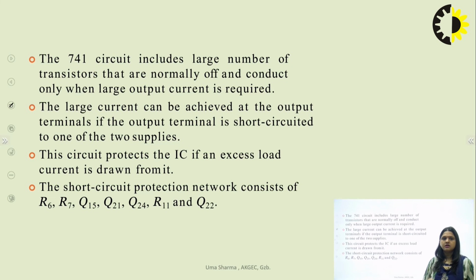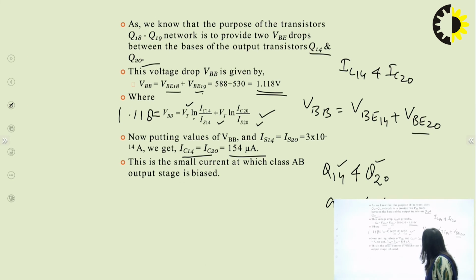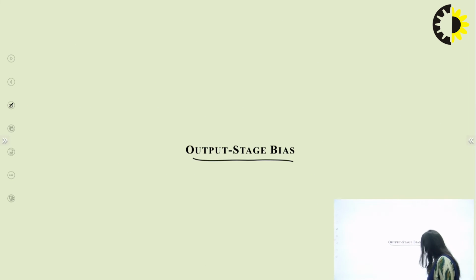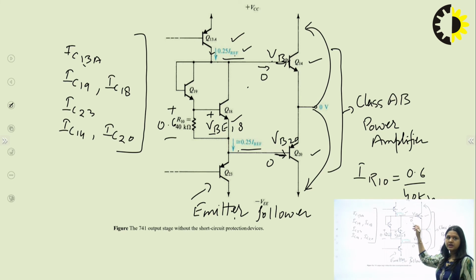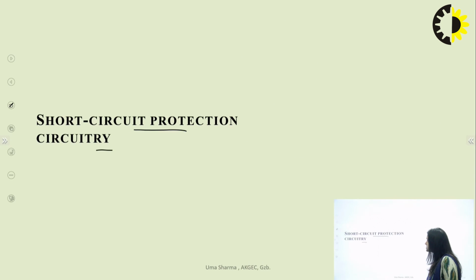Whenever the output node is short circuited with one of the supplies, like plus VCC or minus VEE, there is an excess current which flows through the transistors Q14 and Q20. Only if this terminal is connected with VCC or this terminal is connected with VEE is there an excess current, and to reduce that excess current we are using this short circuit protection circuit.